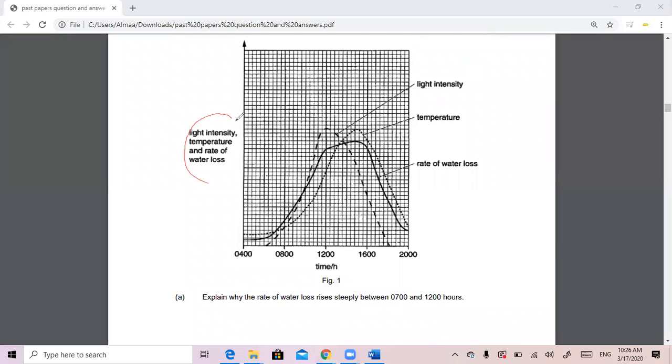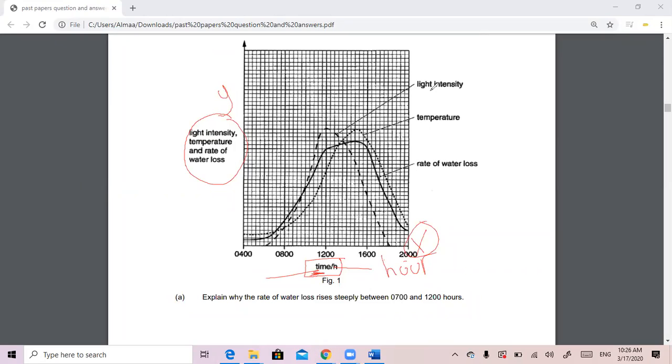That is the y axis. In IGCSE we learn the y axis and the x axis, and we write here the time and the unit, that is the hour. We write the time, then its unit. Then we write the light intensity, temperature and the rate of water loss here. That is the y axis.